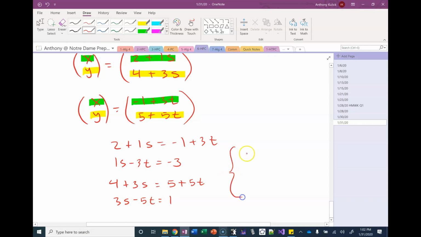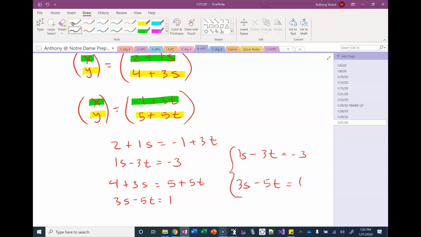So if I take this together, I have this system of two equations. And I'm going to now solve this system for s and t.